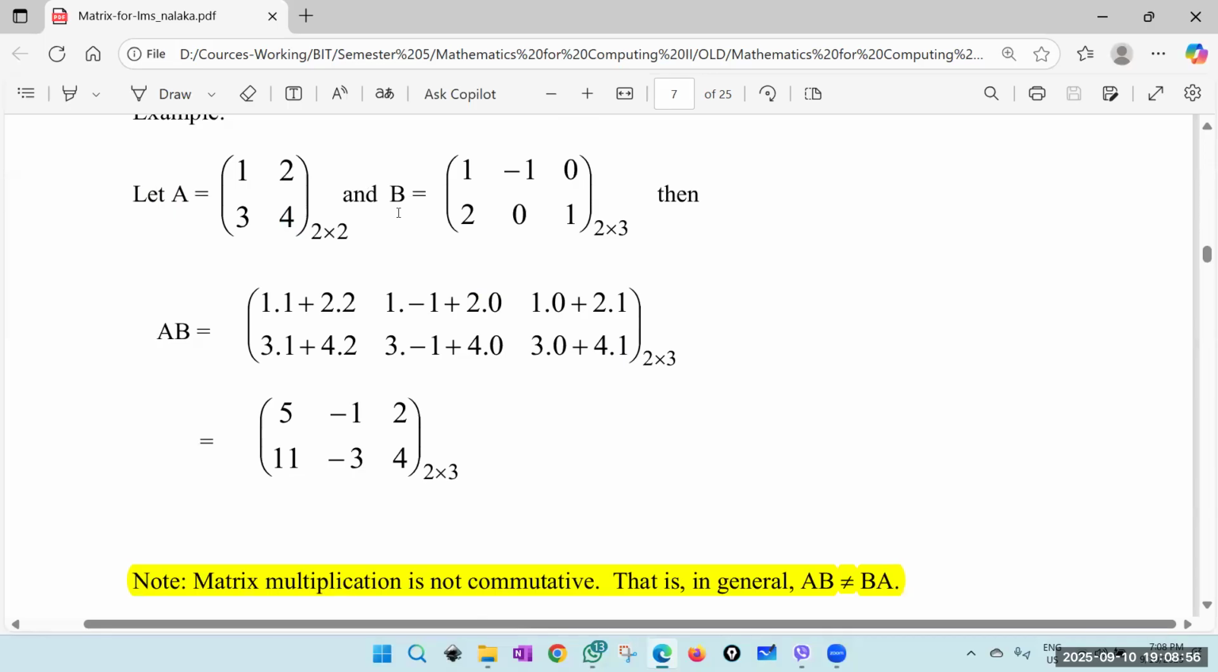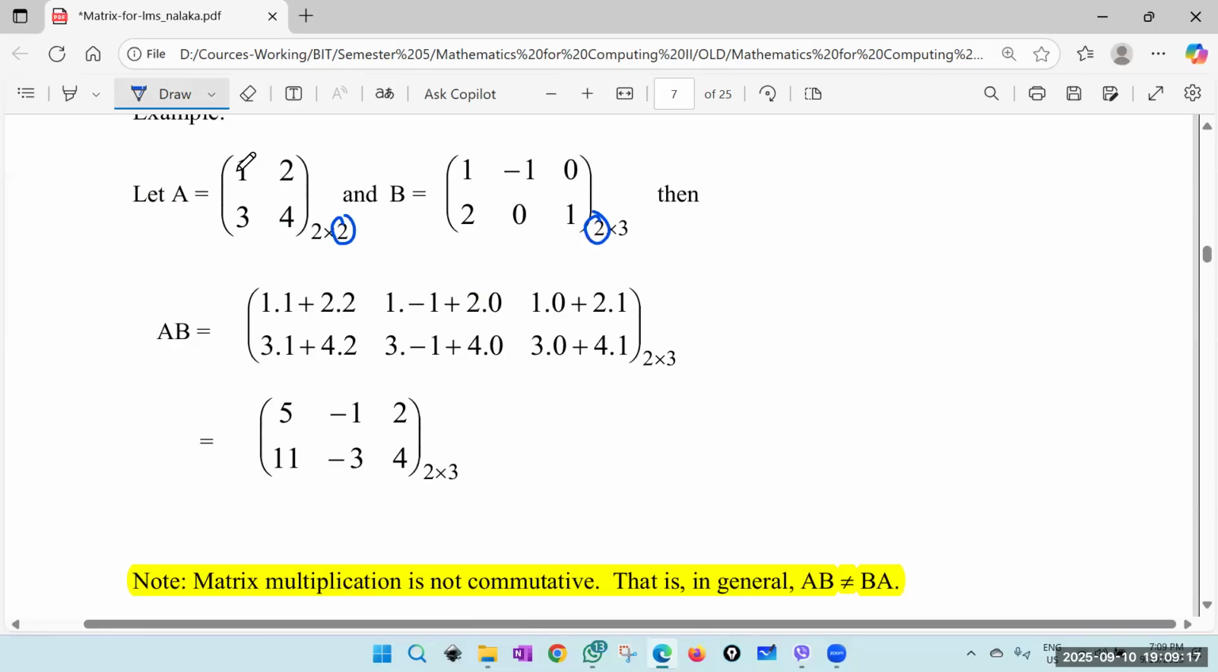So first we have the rows, then columns. Number of columns must be same as number of rows. Number of columns, sorry, I made a mistake earlier. Number of columns in the first matrix must be same as number of rows in the second matrix. Then only you can multiply.